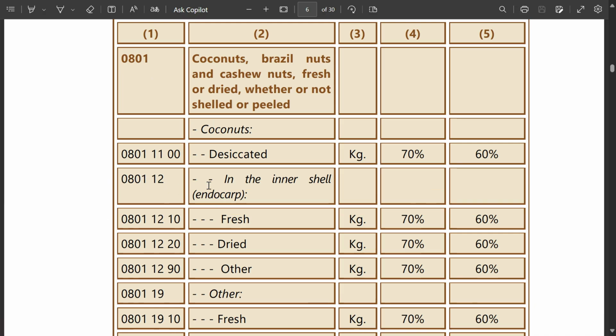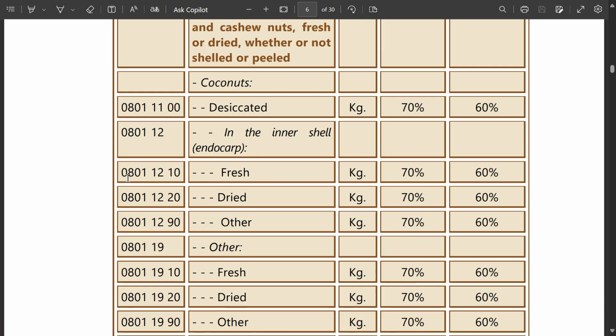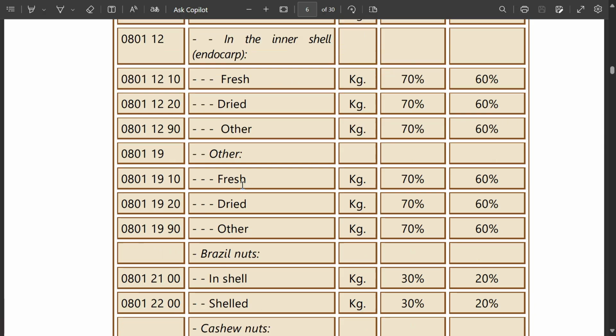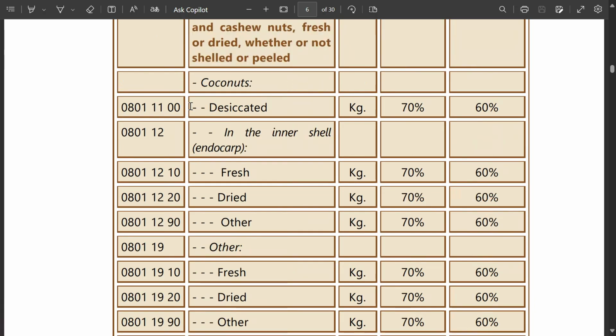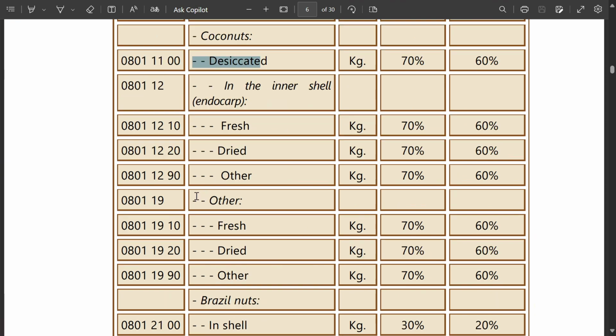0801 double 1, dash 1 and dash 2. It is under the coconut and another heading of the coconut. It is the inner shell. Dash 3, so in fresh, kg, 70%, dried, others. In the case of desiccated as one class, others is another class. Now under the other class: fresh, dried, others.